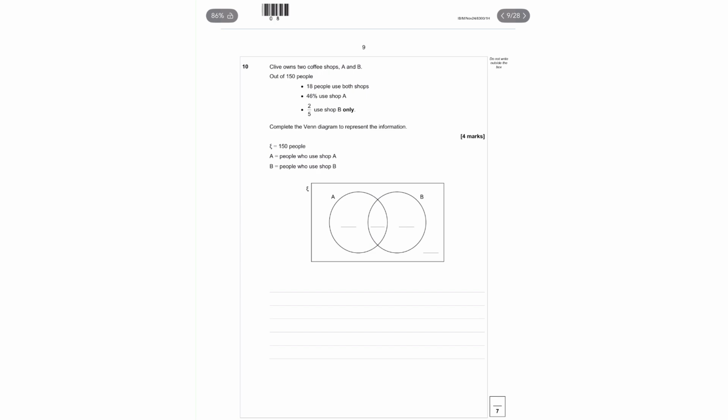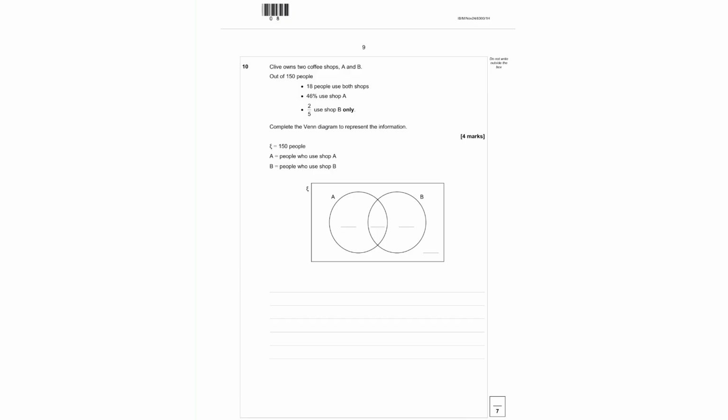Moving on to question 10, and we're told that Clive owns 2 coffee shops, A and B, and of 150 people who presumably asked about their coffee shop usage, 18 people said they use both shops, 46% said they use shop A, and 2 out of 5 use shop B only. And we're asked to complete the Venn diagram.